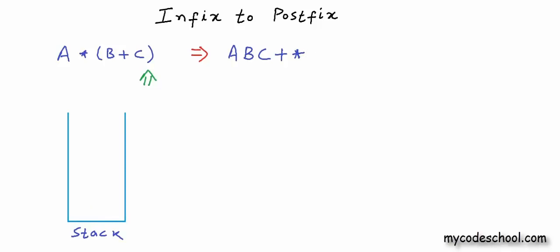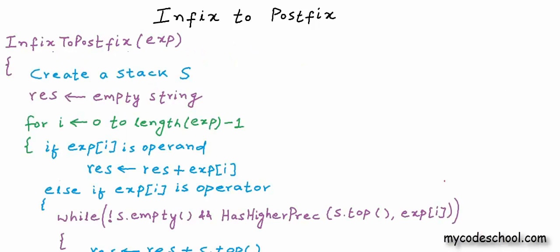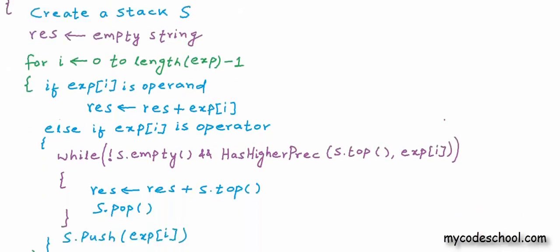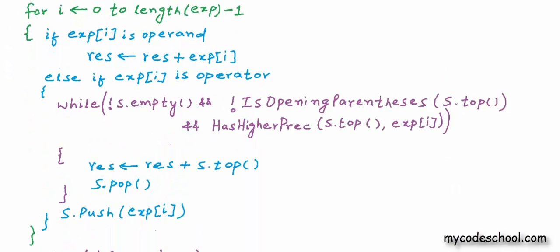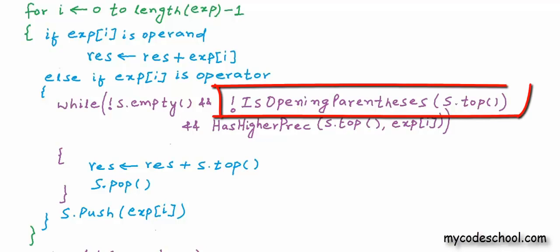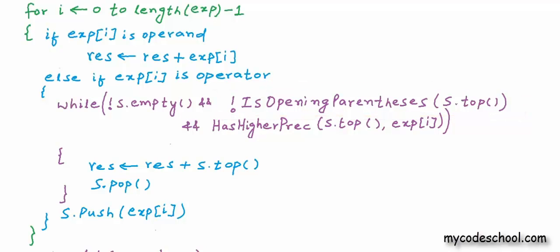In my pseudocode that I had written earlier, only the part within this for loop will change to take care of parentheses. In case we have an operator, we need to look at the top of the stack and pop, but only till we get an opening parenthesis. So I have put this extra condition in the while loop. This condition will make sure that we stop once we get an opening parenthesis. Right now in the for loop we are dealing with operand and operators. We will have two more conditions.